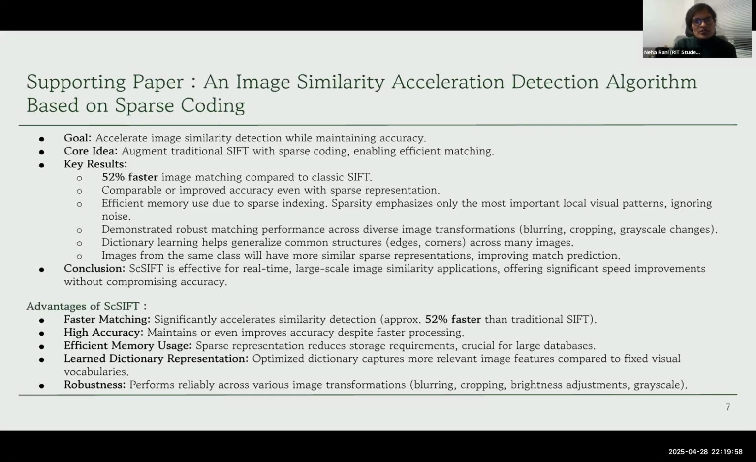So we will not go into much detail about how we have used it in the paper because of time constraint, but about the advantages of ScSIFT. It is faster matching because it significantly accelerates similarity detection, approximately 52% faster than the traditional SIFT. And it has high accuracy and it maintains and even improves accuracy despite the faster processing. And it has efficient memory usage, which is crucial for large databases. And the learned dictionary representation captures more relevant image features compared to the fixed visual vocabularies. And also the robustness, it performs reliably across various image transformations, for example, blurring, cropping, brightness adjustments, grayscale.